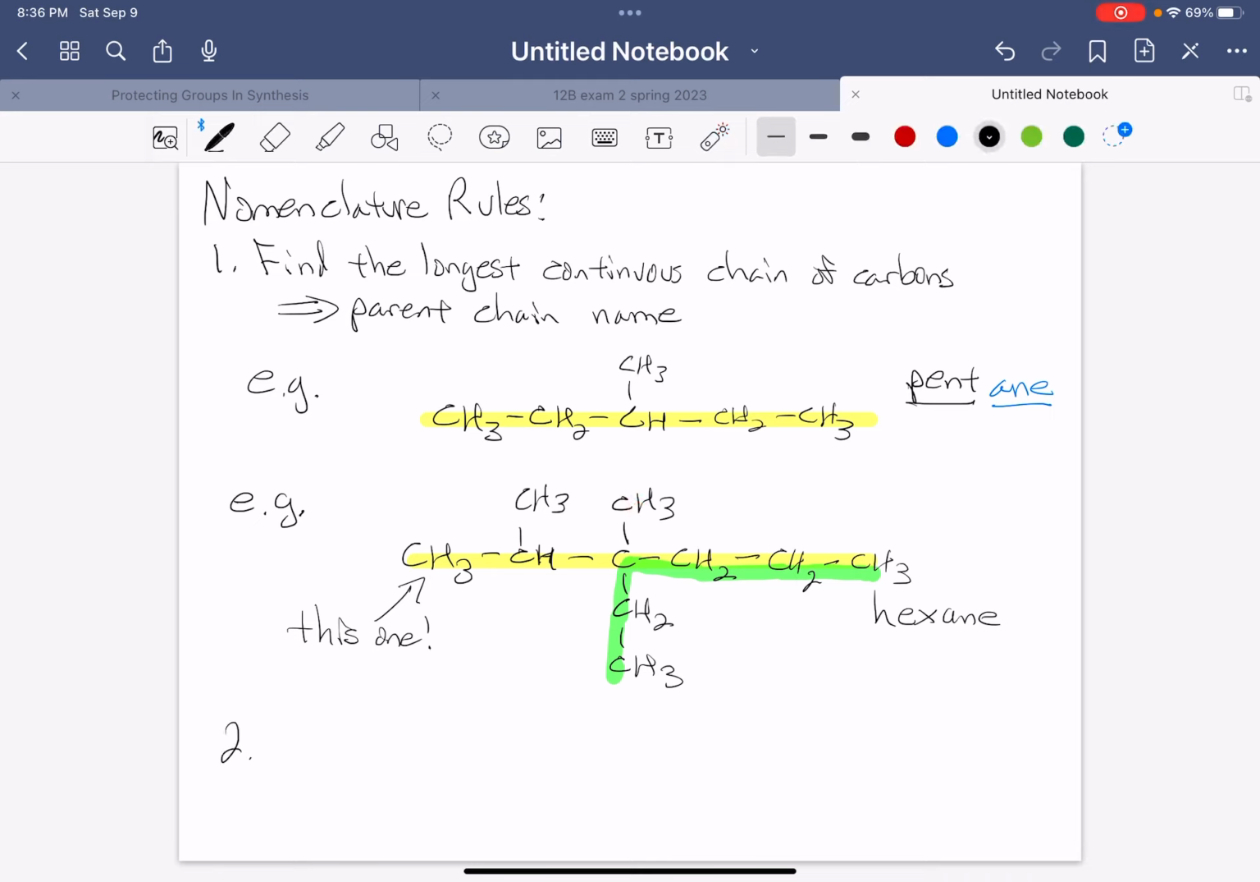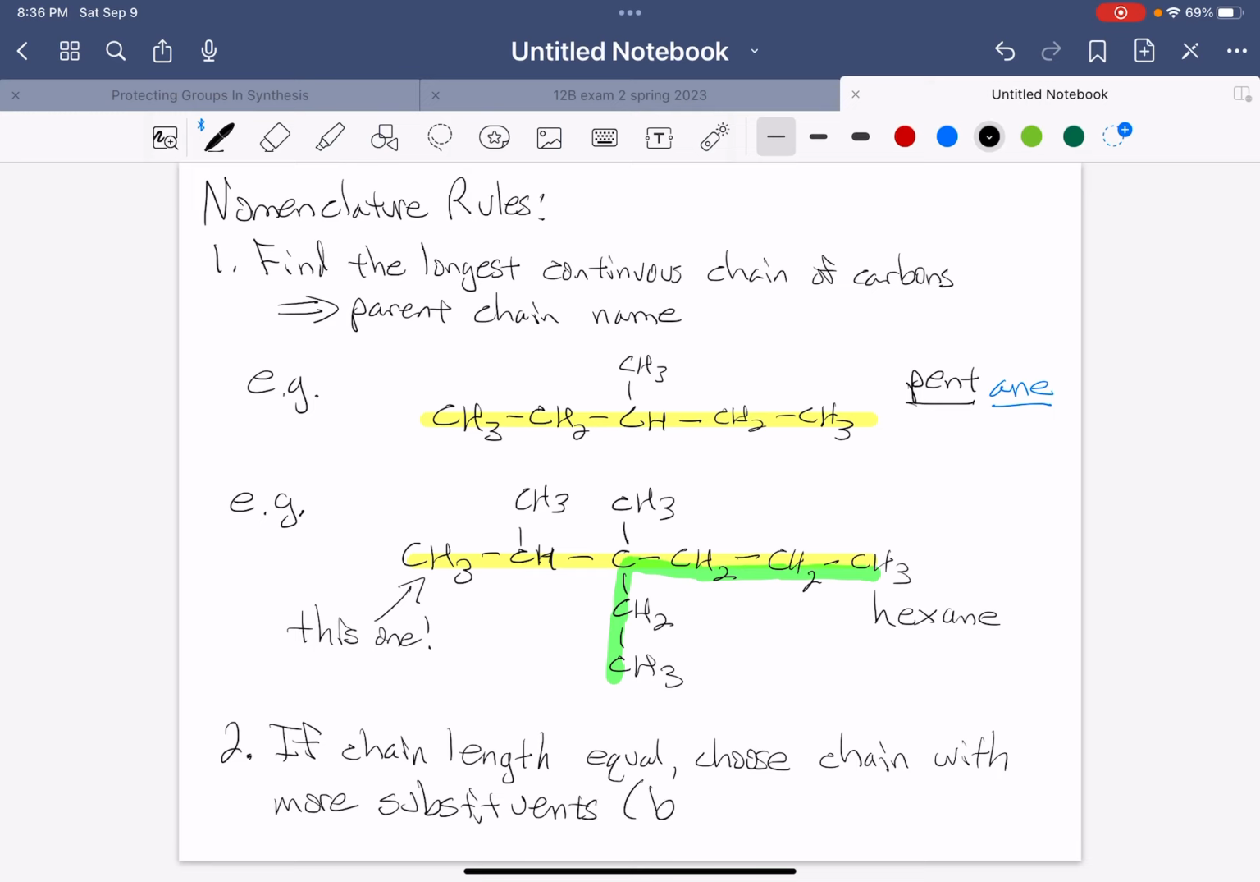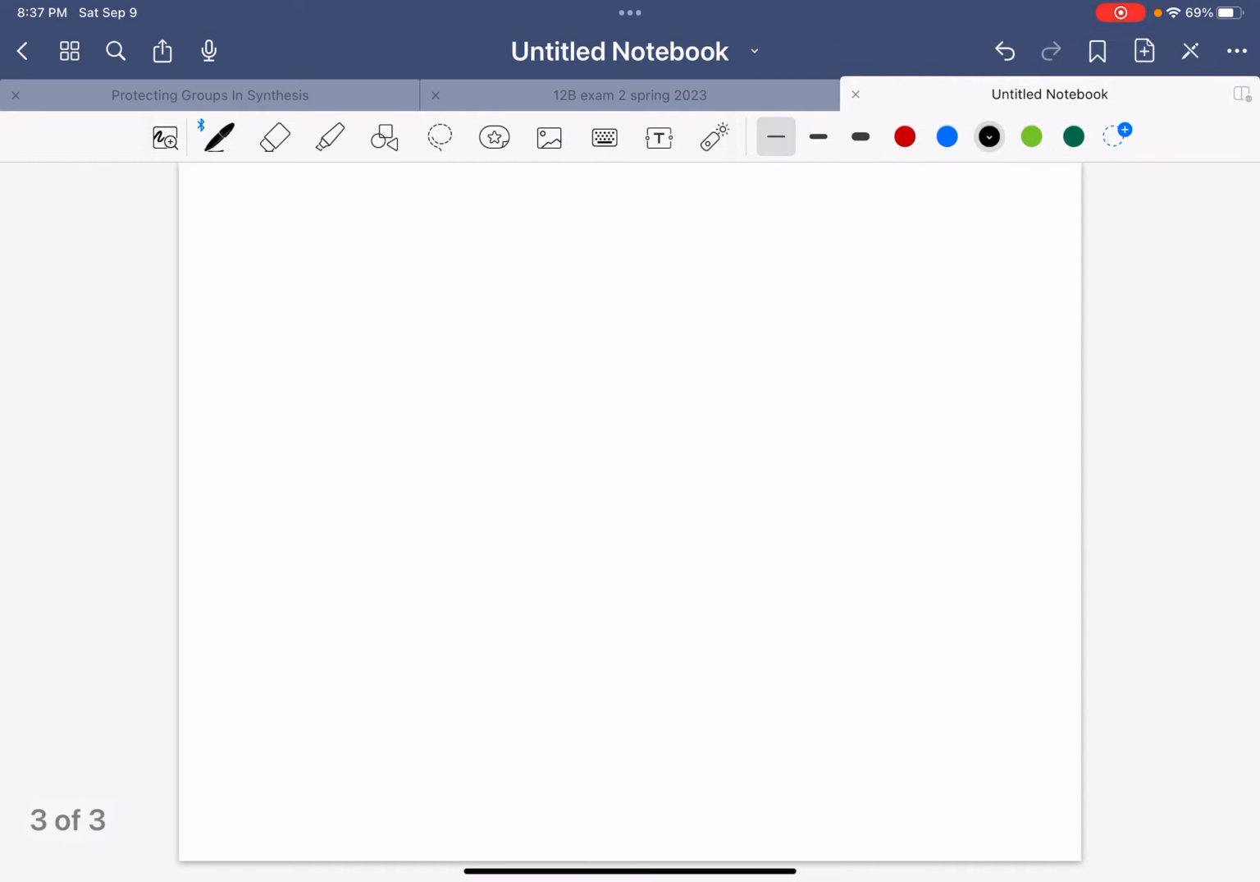So our next rule here is, maybe I'll phrase it this way: if chain length equal, choose chain with more substituents. And substituents are simply branches. All right. So what's our next step here?